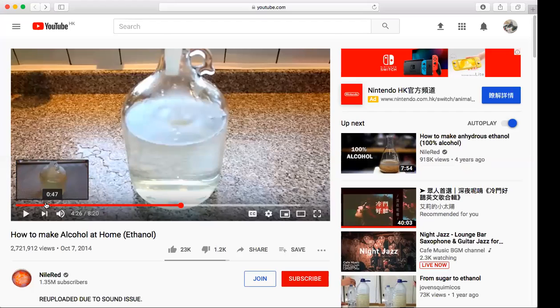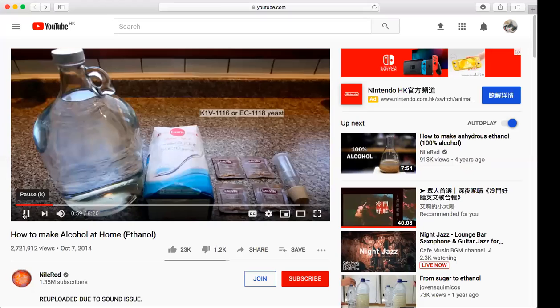Here you can see the materials: sugar, yeast, and an airlock. The amount of water, sugar, and yeast that you buy and use depends on the amount of alcohol that you plan to make. Also, the water that you use should be distilled to prevent infection by other microbes. So the materials are very simple and you just need to do a few steps.